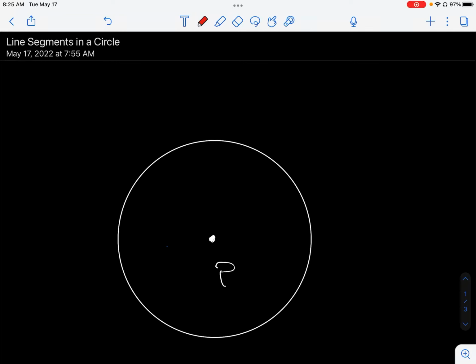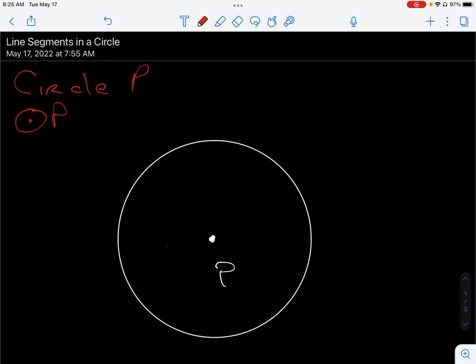All right, let's talk about circles and lines and the segments associated with them. First of all, a circle is a set of all points in a plane that are equidistant from a given point called the center of the circle. Here we have a circle with center P, and we name this circle Circle P.